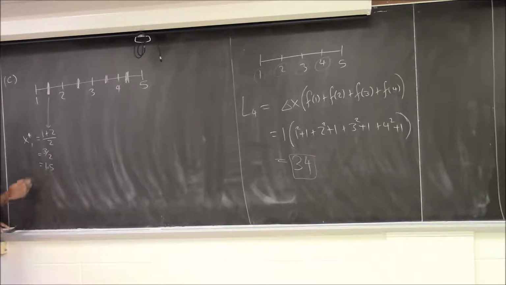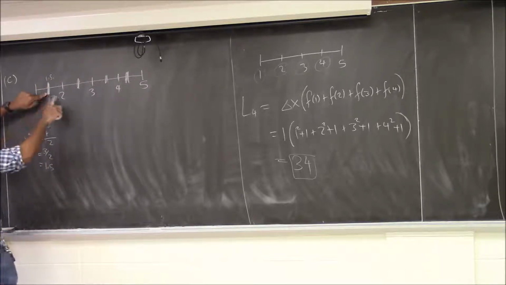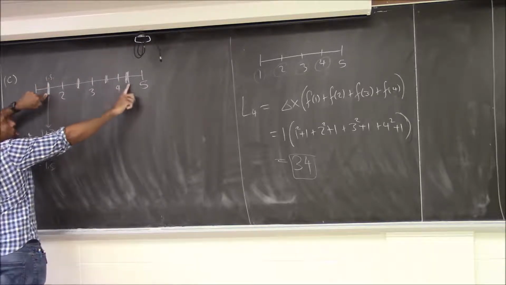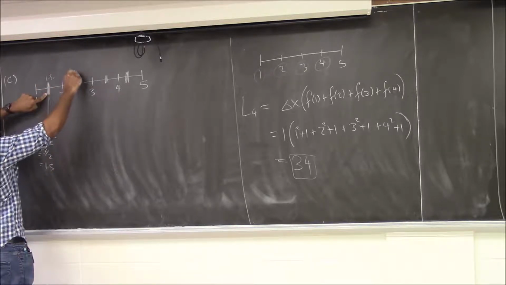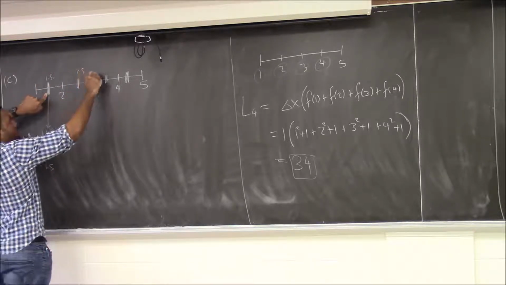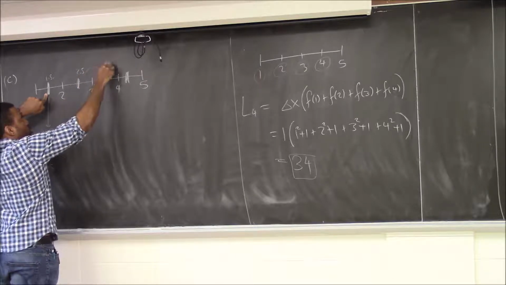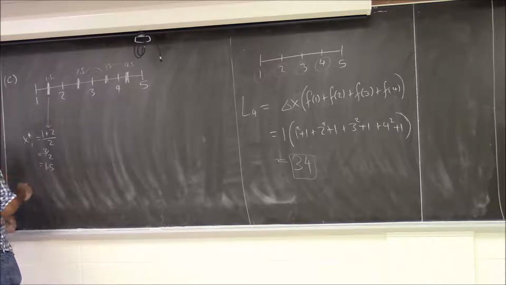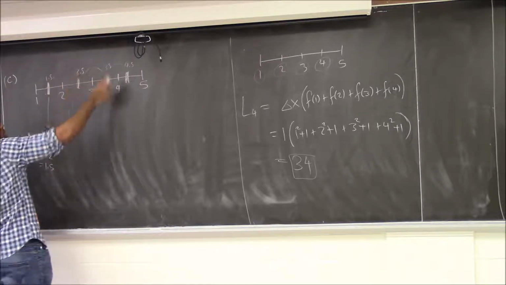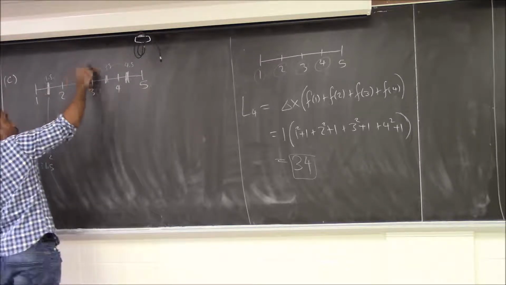Now once you find the first one to be 1.5, notice that the distance between all the midpoints will also be delta x. So I can just from that add 1, so this is 2.5, from that add 1, so this is 3.5, add 1, this is 4.5. Right? So that's my x1 star, x2 star, x3 star. These are the important numbers now, the midpoints.